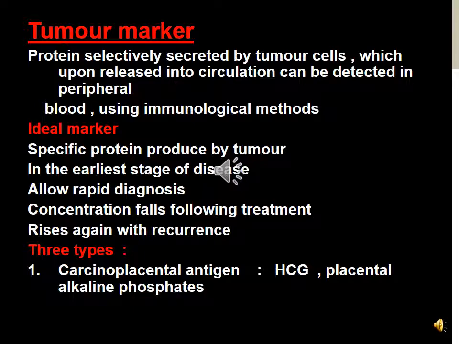We have three types of tumor markers. The first tumor marker is the carcinoplacental antigen, which is HCG. The ovarian tumor that secretes HCG is the non-gestational choriocarcinoma, which is a germ cell tumor.